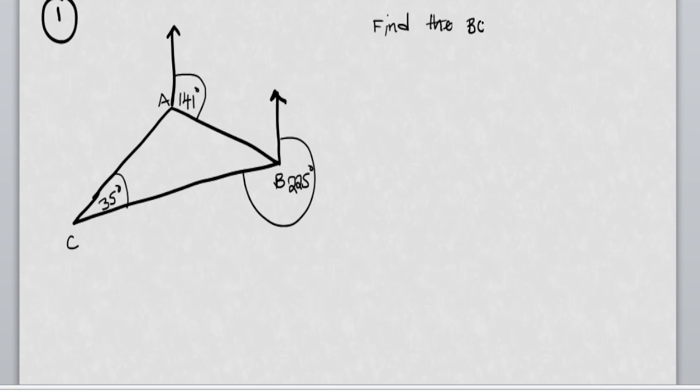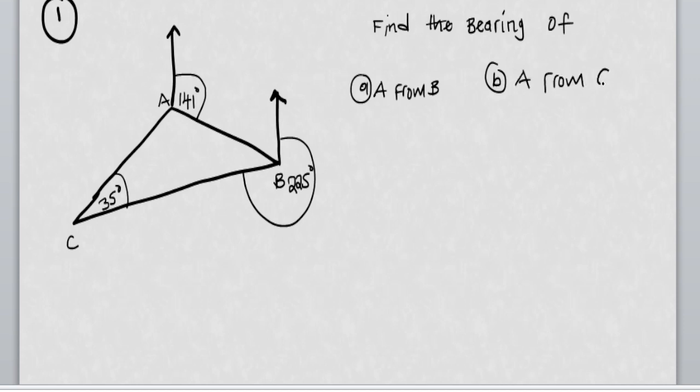This is a question on bearing. So find the bearing, the first one, of A from B. The second part, we find the bearing of A from C. Right, so now what we're going to do, I'll be using a different color to do the working out. Okay, so now this is what we're going to do.